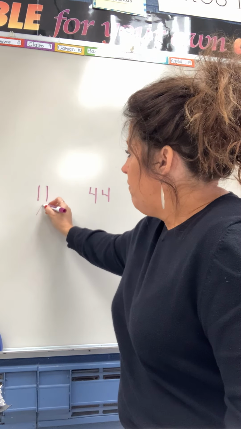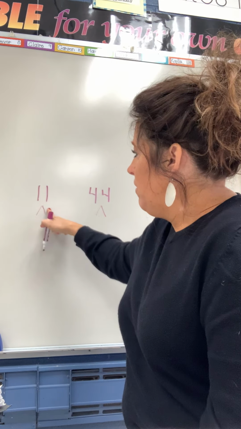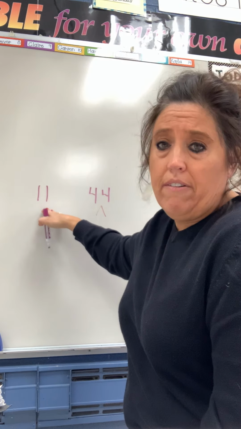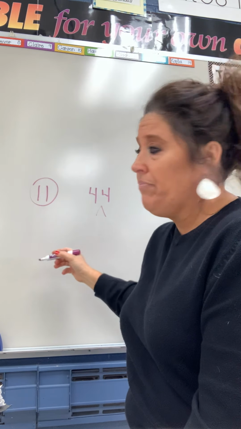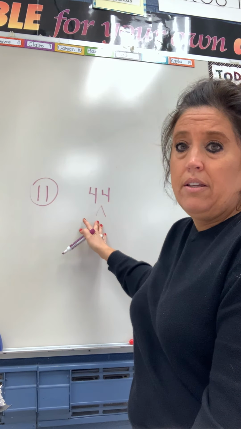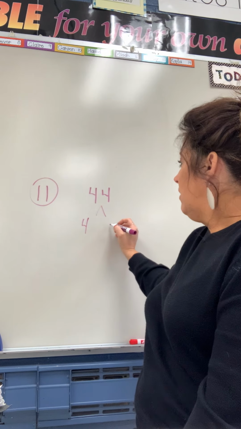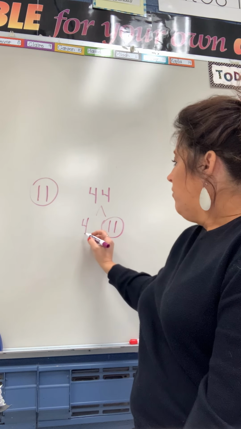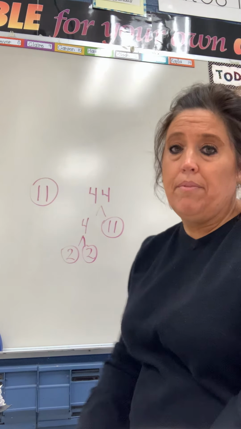If you want to use factor trees, which I know a lot of you like to do, we know that 11 is already prime, so we don't need to do anything to that number. And over here, 44 can be broken down into 4 and 11. 4 can be broken down again into 2 and 2, and there we have all of our prime factors.